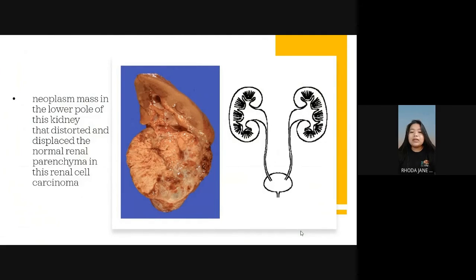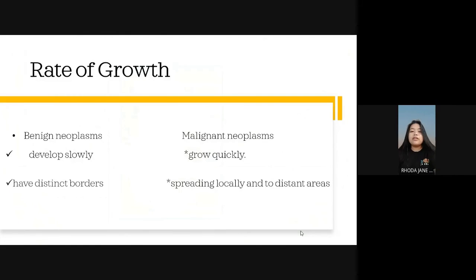Another example of malignant neoplasm is a neoplasm mass in the lower pole of this kidney that distorted and displaced the normal renal parenchyma. This is renal cell carcinoma. The sliced surface of this malignant neoplasm is diversified, with yellow to white to red to brown patches. Next category is the rate of growth.